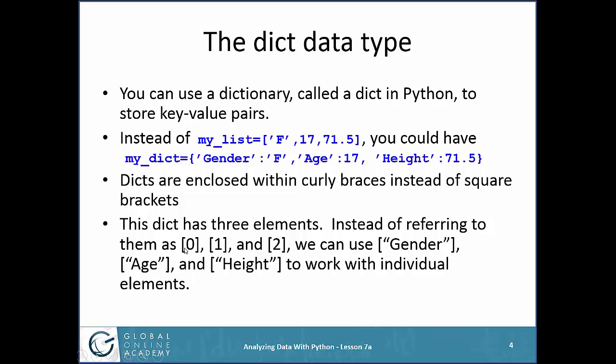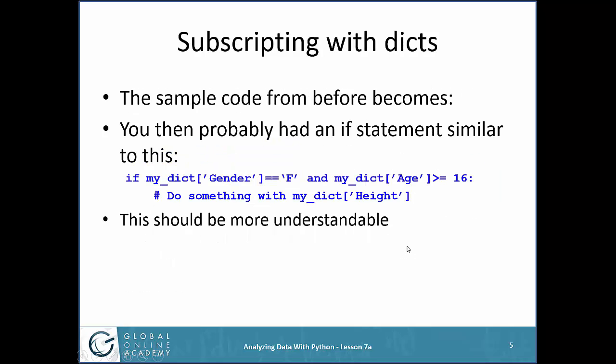But instead of referring to them as square bracket 0, square bracket 1, square bracket 2, I use square bracket age, gender, and height to work with individual elements. I've changed the key that I use from this integer, which might not be very meaningful to me, to this string, which is probably more meaningful to me. So how do we get the data back out? How do we subscript with dicts? The sample code from before becomes this.